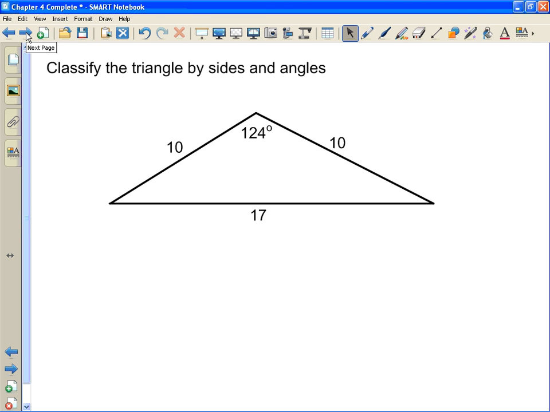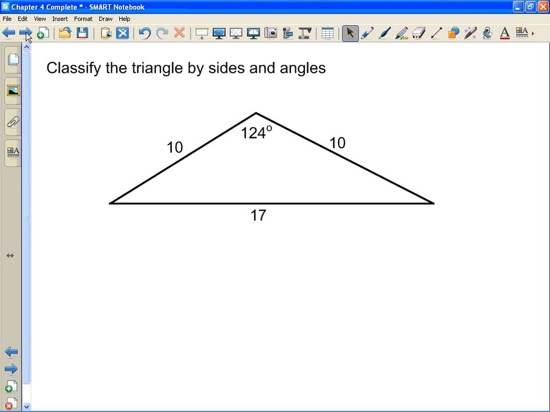So here's an example problem. Take a minute, identify what kind of triangle this is by both sides and angles, and then come back and I'll go through it with you. So hit pause, answer the problem, hit play, and you'll see what I do.